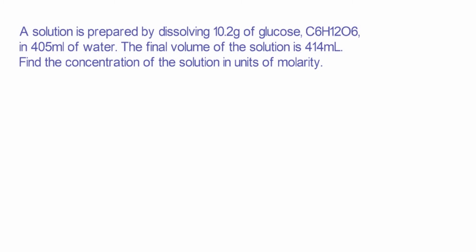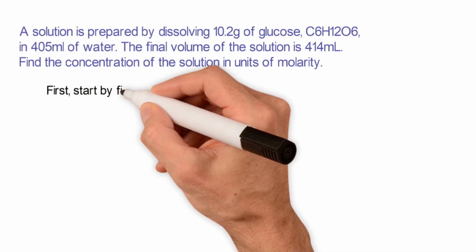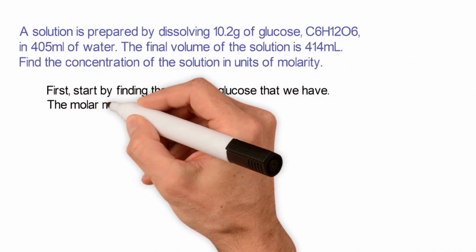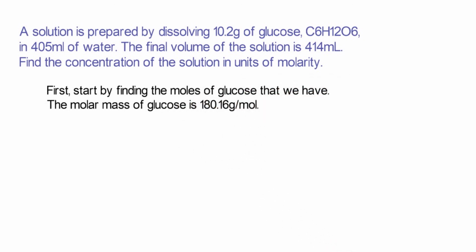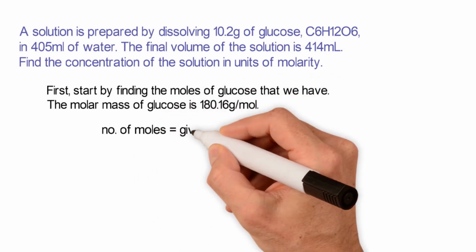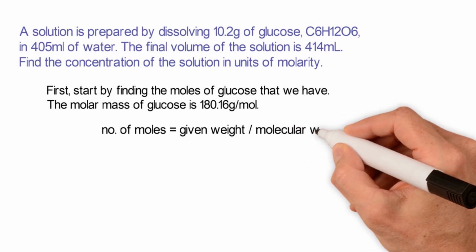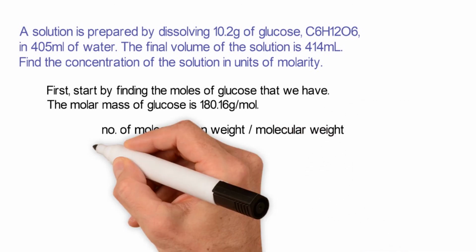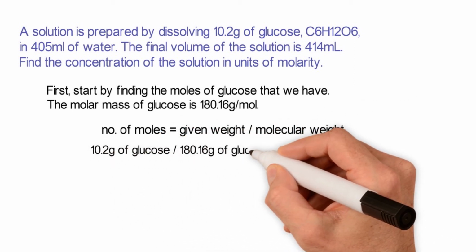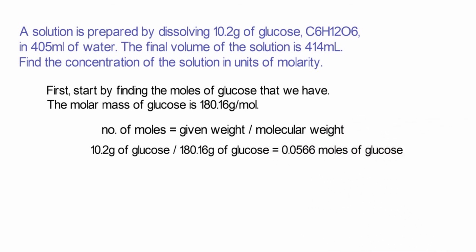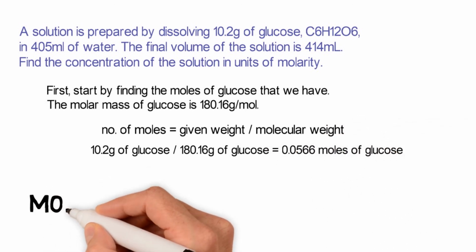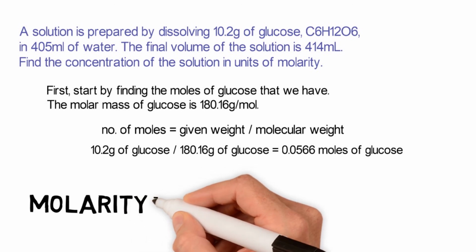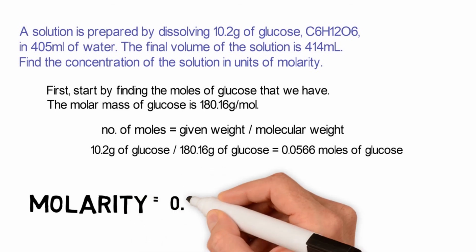As you can see, the question is asking to find the concentration of the solution in terms of molarity. So, molarity is the number of moles per liter of solution. We need to find out the number of moles first. Since the molecular weight of glucose is 180.16 grams per mole, the number of moles is given by the weight of glucose divided by its molecular mass.